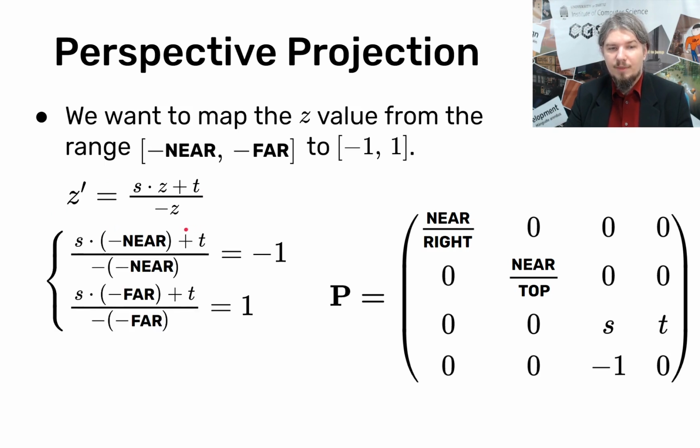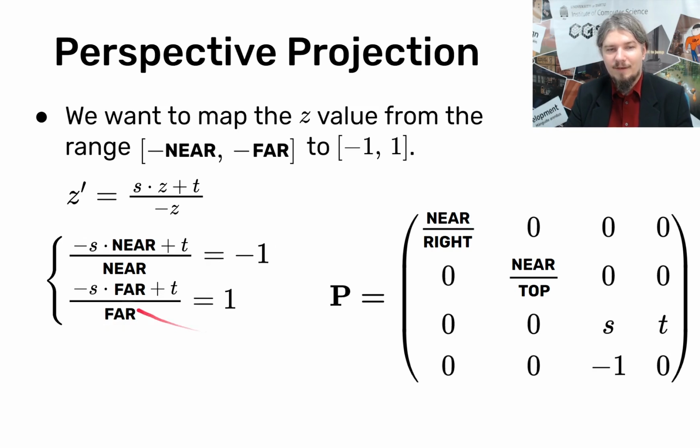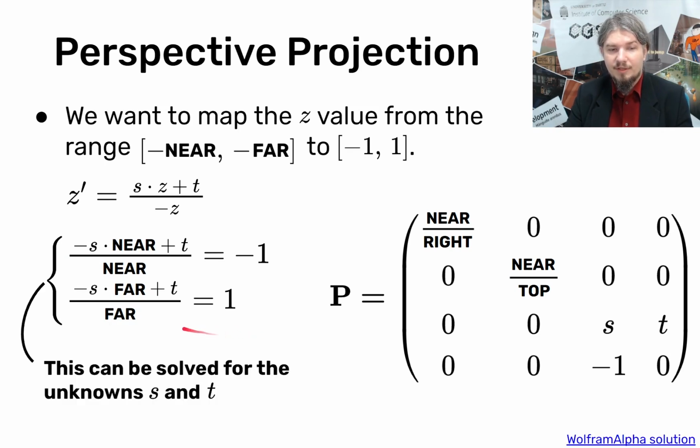And now we want it to be transformed in a way where all the z's that are at minus near will get transformed into minus 1, and all the z's that are at minus far will get transformed to 1. So we have these two equations. Now these minuses are a bit bothersome, so we can simplify these a bit. The minuses down here cancel out, and we are left with one minus in the front. Now we have a system of linear equations. There are two equations and two unknowns, the scale factor and translation, and this system of equations can be solved for S and T because it's well defined.